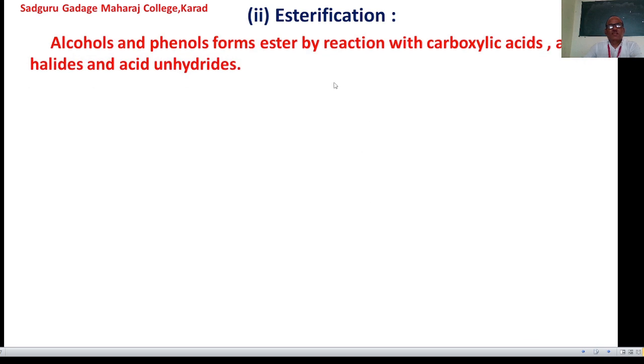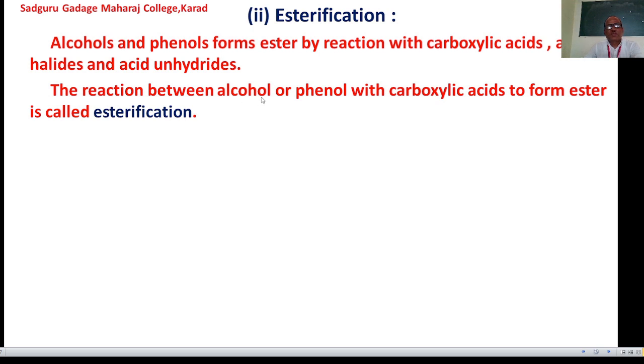So the next reaction is esterification. This is also a very important reaction for your board exam. What is esterification? Alcohols and phenols form an ester. We know an ester contains the COO group as its functional group. It is formed by reaction with carboxylic acids, acid halides and acid anhydrides. So formation of an ester takes place using these three compounds: first, carboxylic acid; second, acid halide; and third, acid anhydride. Phenols as well as alcohols form esters.